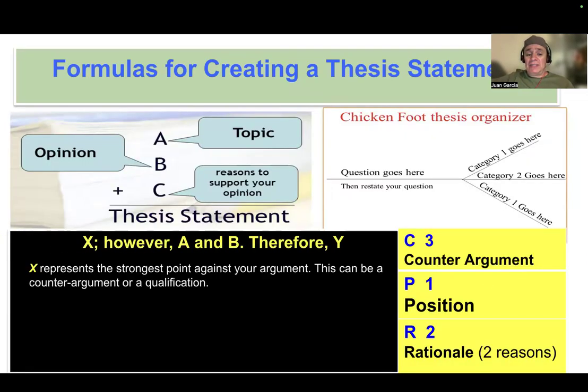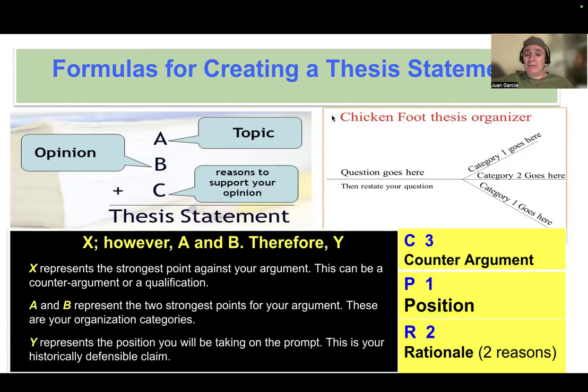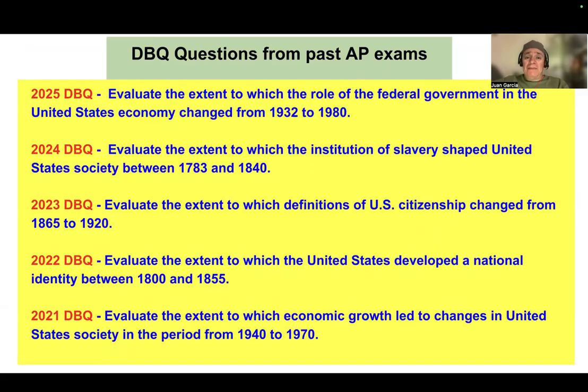These statements, you guys can pause this if you want to, but these are formulas to writing a good thesis statement. You will need this for your DBQ and your LEQ. Okay, the DBQ questions from past AP exams are the following. So 2021, this is the question: evaluate the extent to which economic growth led to changes in United States society in the period 1940 to 1970. Notice how the questions are very broad and they all begin the same way: evaluate the extent to which. So be very comfortable with this kind of questions.